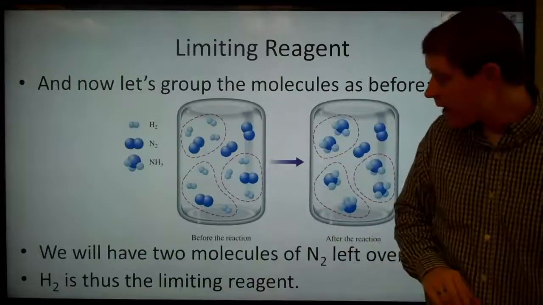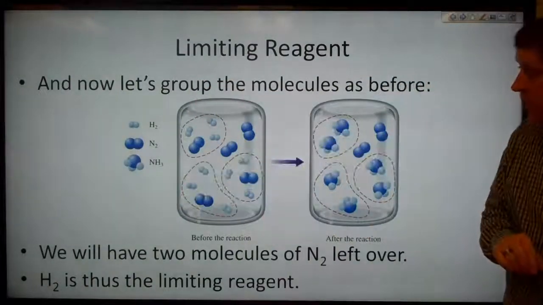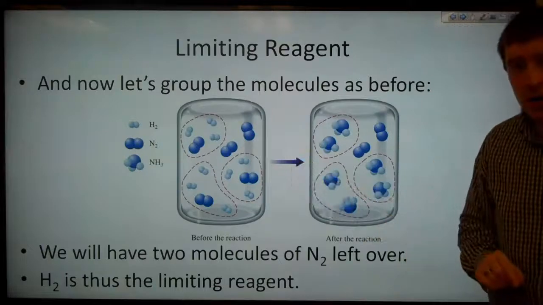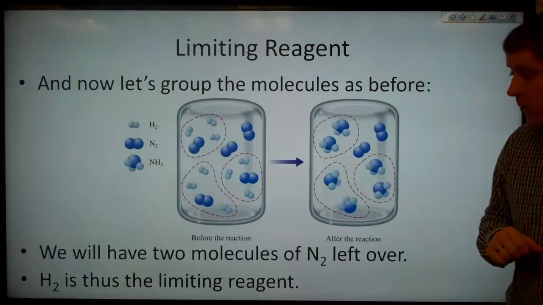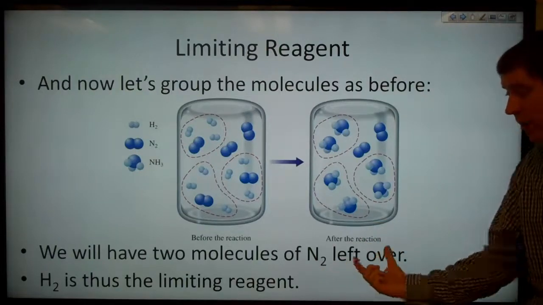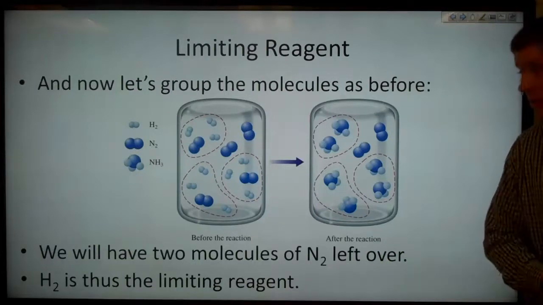So now let's group together our molecules. So we have this group here, and that group there, and this other group here. And now you notice that we have a couple of nitrogen molecules that are not being grouped because we've run out of hydrogen. So in this case, hydrogen is our limiting reagent, and we have 2 molecules of nitrogen left over. This is our excess reagent.